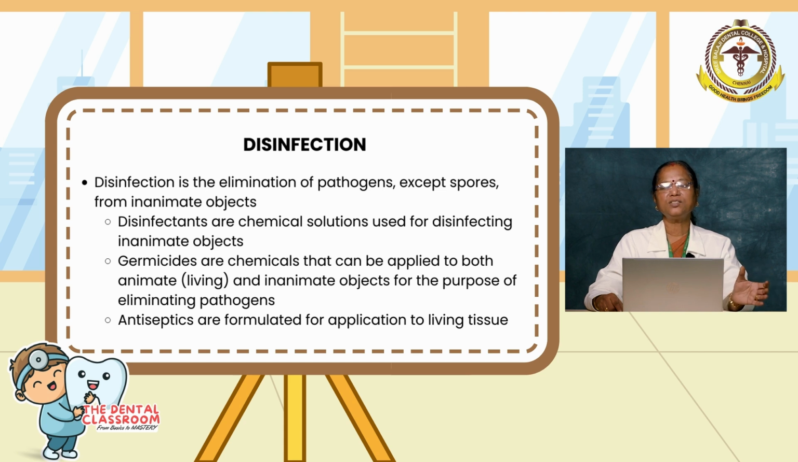Germicides are chemicals that can be applied to both living as well as inanimate objects, and mainly the purpose is to eliminate the pathogens. Antiseptics are mainly formulated for application on living tissue. In fact, certain antiseptics are diluted disinfectants. If you dilute the disinfectant, it has the property of an antiseptic.